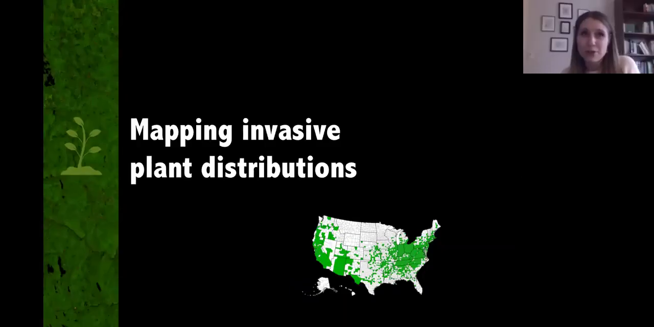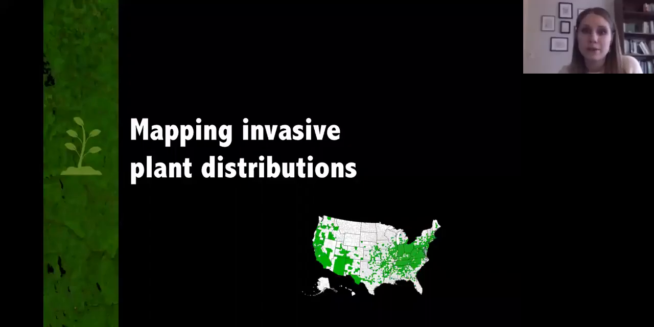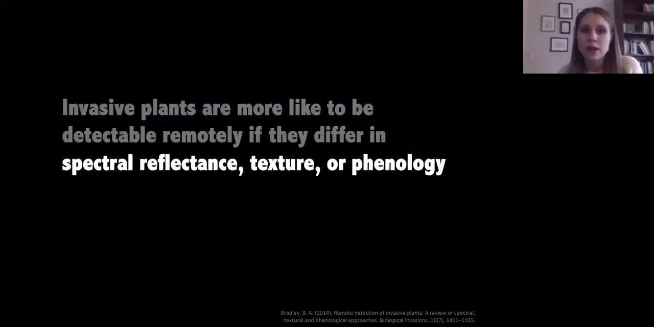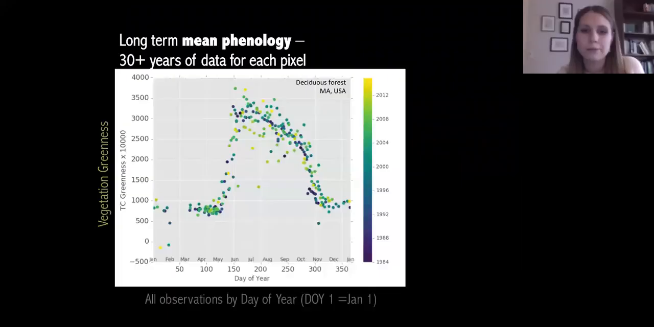So in general, remote sensing data sets are really well suited for mapping the large scale distributions of any species, including invasive plants. They provide continuous spatial coverage and are able to capture relatively fine scale variability. In most situations, invasive plants are likely to be detectable if they differ in their spectral reflectance, texture, or phenology relative to the native vegetation in an area. And for a lot of our work, we've been focusing on this phenology element.